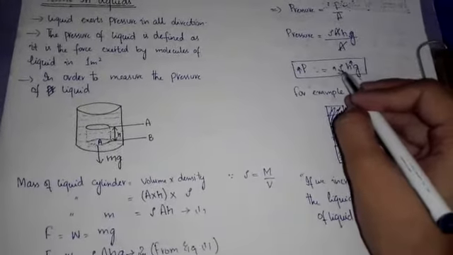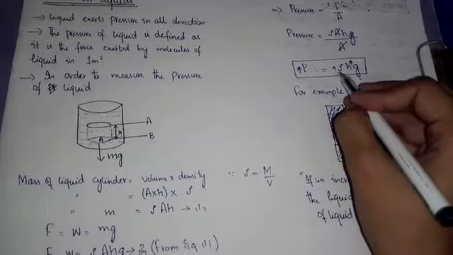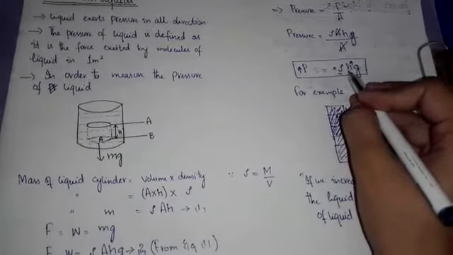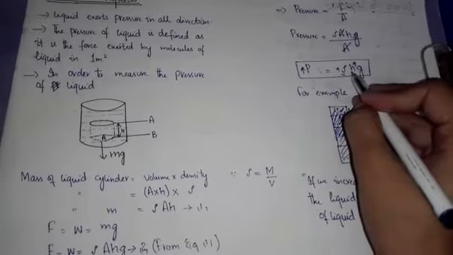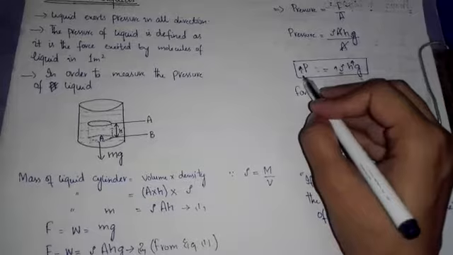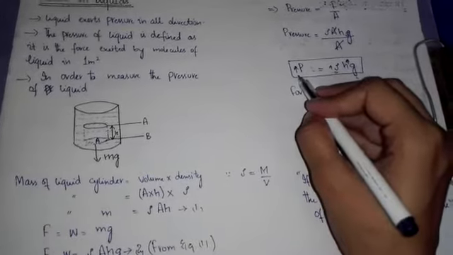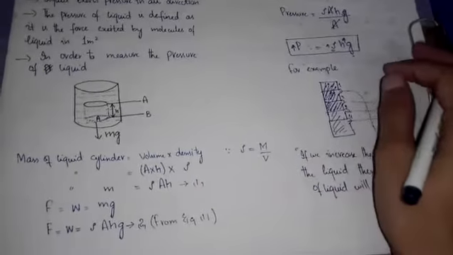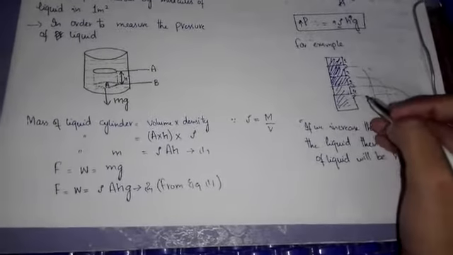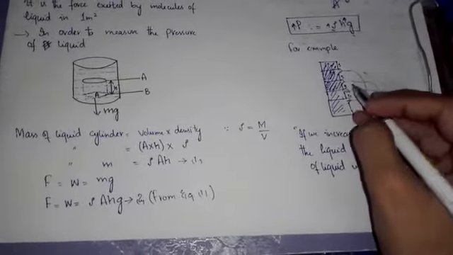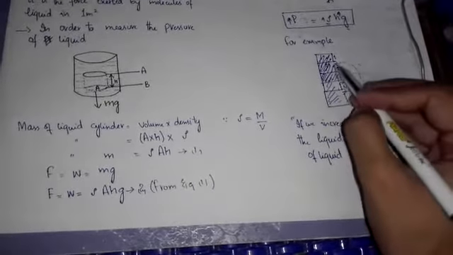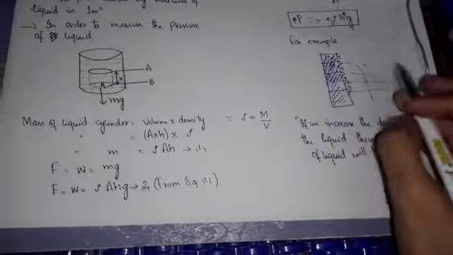Now we know that rho, the density of water, remains constant, g also remains constant, but if we increase the depth in the liquid, then the pressure of the liquid will be much higher, right? For example, to understand this simple thing, we take a container that is full of water. There are some taps over here, right?